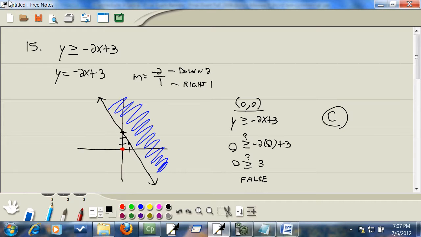Dropped my pen. I didn't say a bad word. Okay, there I got it.